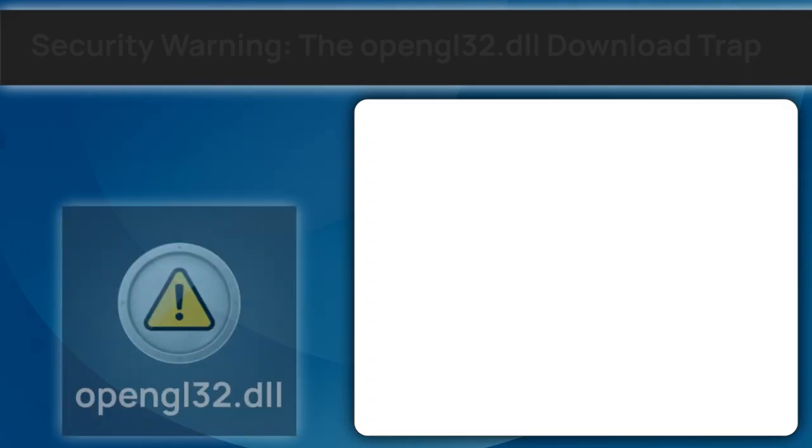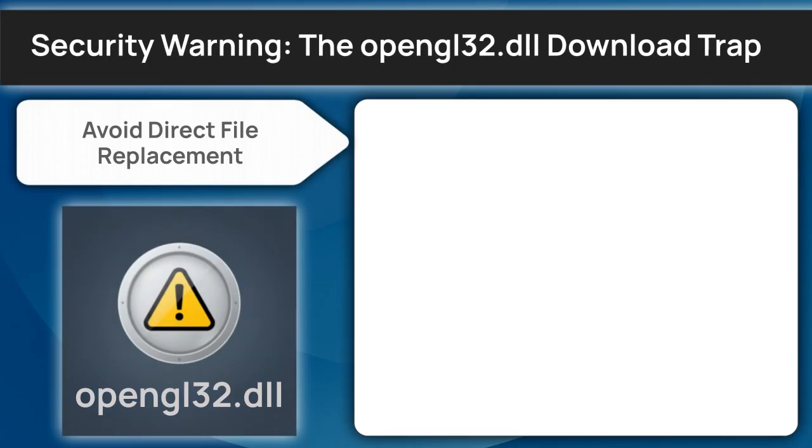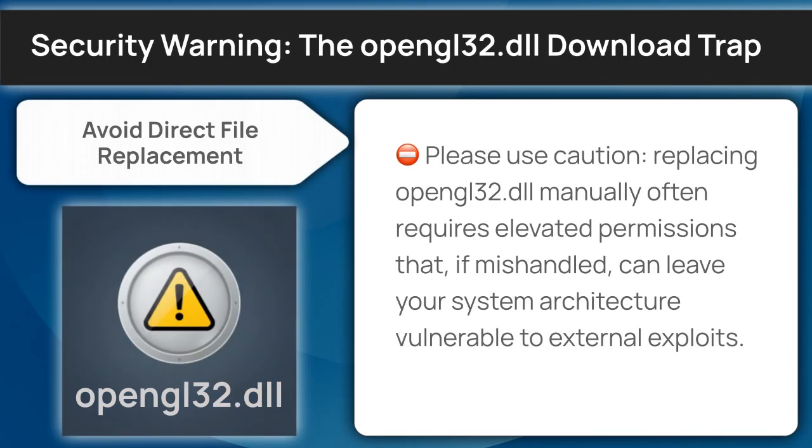For a clean and stable recovery, it's important to stay within verified developer ecosystems. From a diagnostic standpoint, a missing OpenGL32.dll error is often just a symptom of a larger system conflict that a simple manual download is incapable of fully resolving.